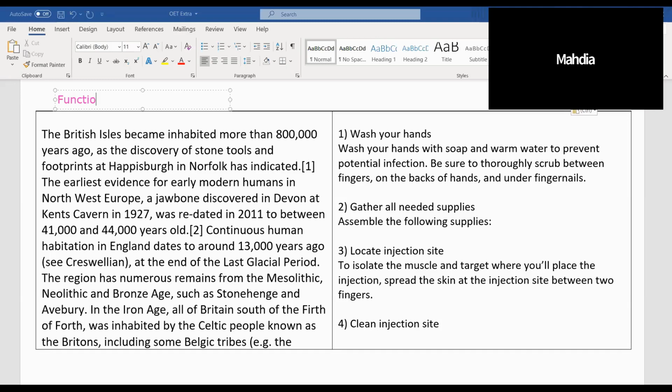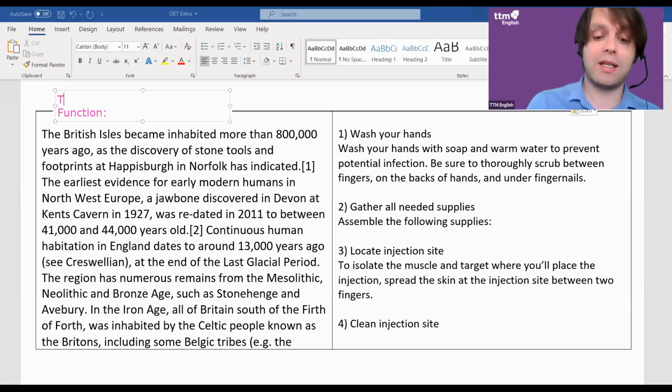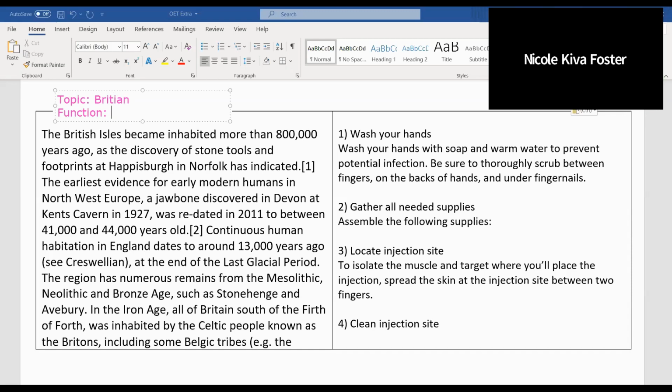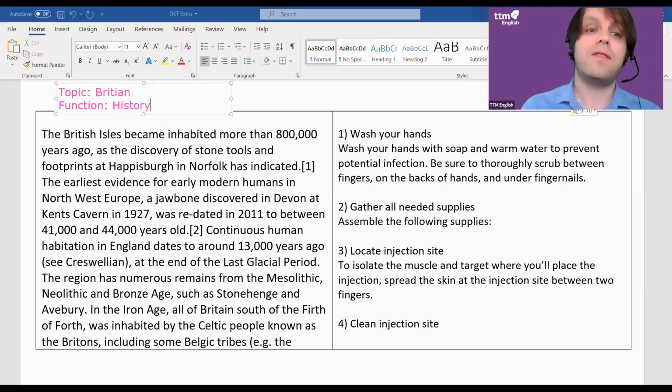Talking about British Isles. That's the topic, right? So here the topic is different. Topic is history of Britain, right? What's the function? Everyone? A little bit of history. History, right? This is very, very easy. This is supposed to be easy, this bit, okay?